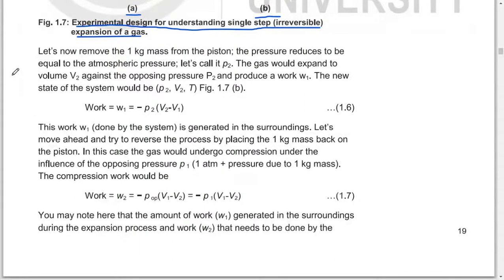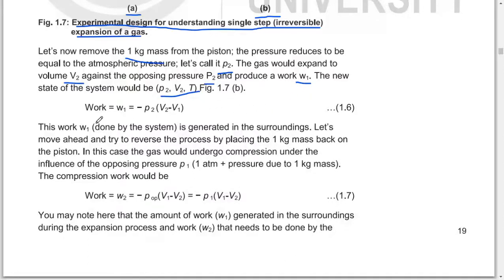Let's now remove the 1 kilogram mass from the piston. The pressure reduces to be equal to the atmospheric pressure. Let's call it P2. The gas would expand to volume V2 against the opposing pressure P2 and produce a work W1. The new state of the system would be P2, V2, T.